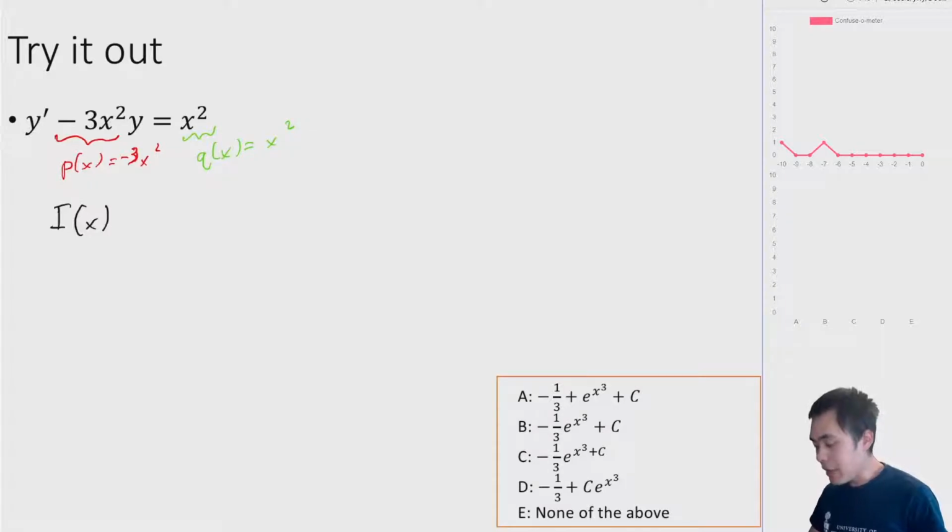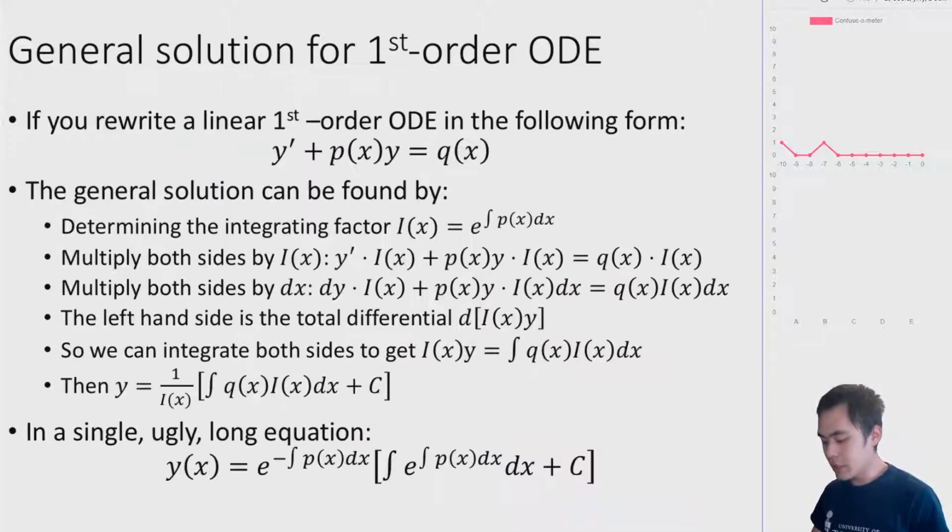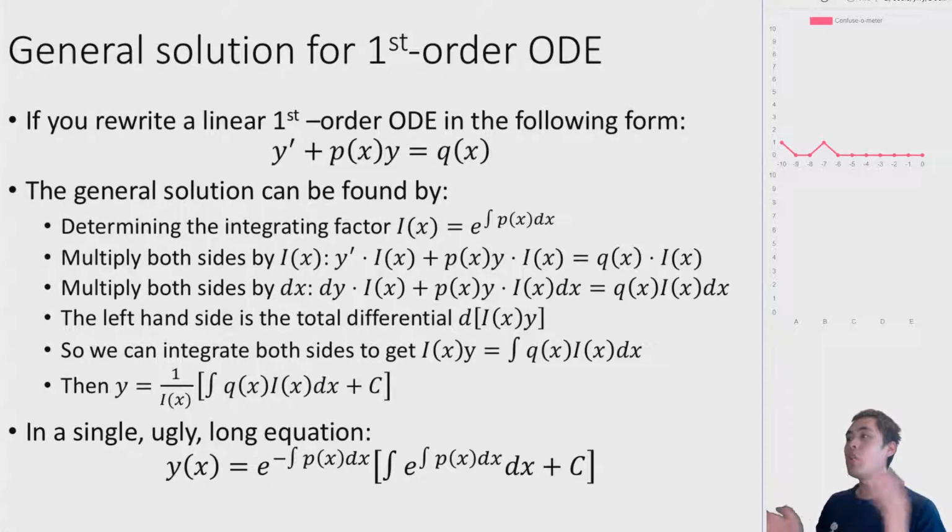Let me flip back for a bit to let you guys see the various formulas. So these are all the steps you need to take. The first thing you do is solve for the integrating factor: I of x is equal to e to the integral of p of x dx. Then you multiply both sides by I of x, and by dx, and then you know what the left-hand side integral is.